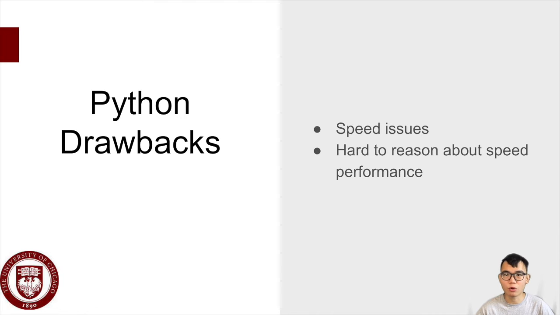The second drawback with Python is that it can be very difficult to reason about speed performance. Because there are so many optimizations going on under the hood, it can be quite difficult to understand why something is slower or faster than you expected. But for us, this usually isn't a huge concern.